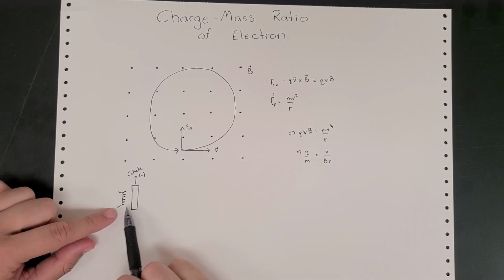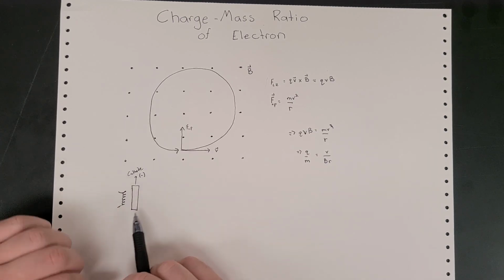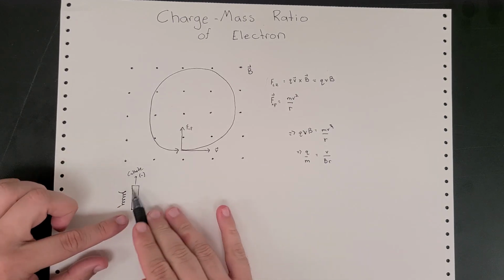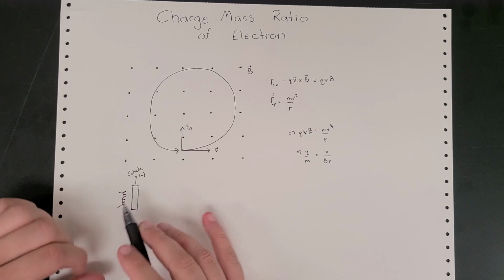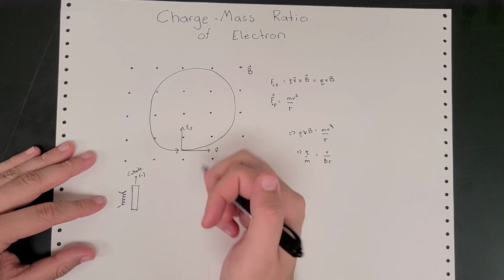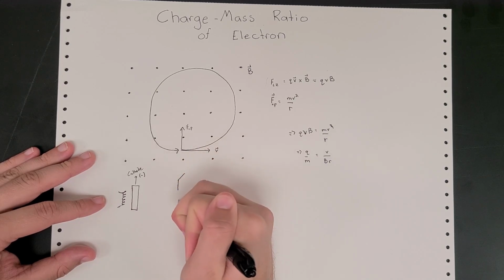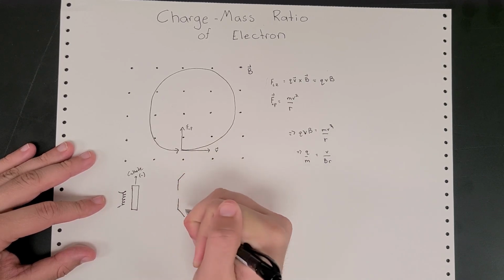Then this filament is going to heat up this cathode, which is going to liberate the electrons from the surface of the cathode. Now we have free electrons because we've heated up the cathode and released some electrons. Now we need to accelerate those electrons, and to accelerate them into a stream, we're going to use what's called the anode.